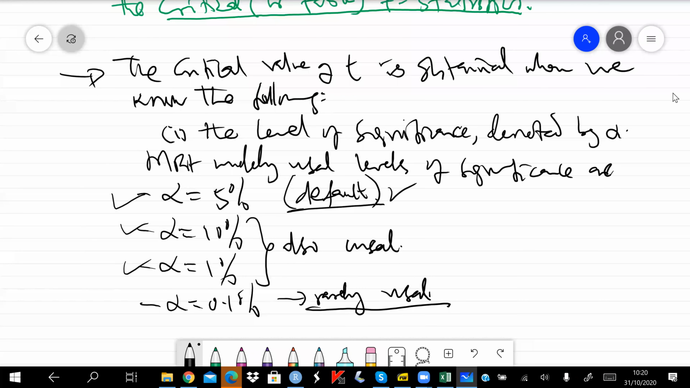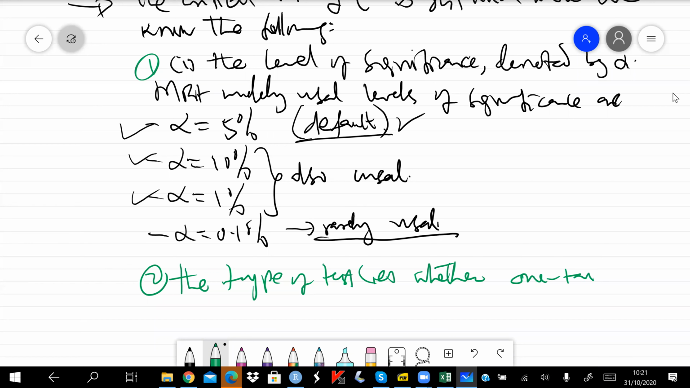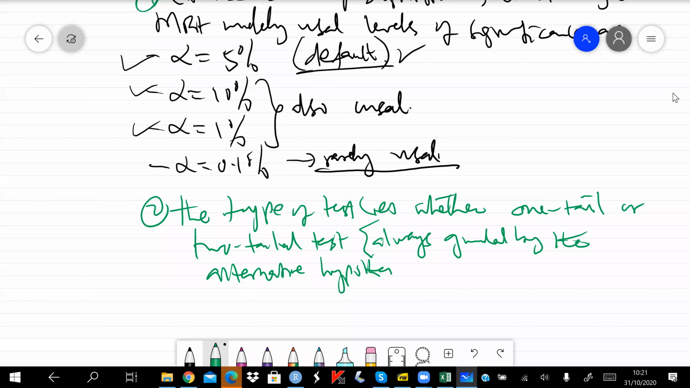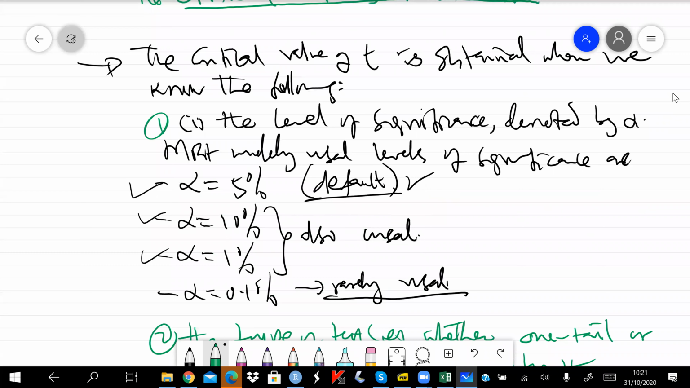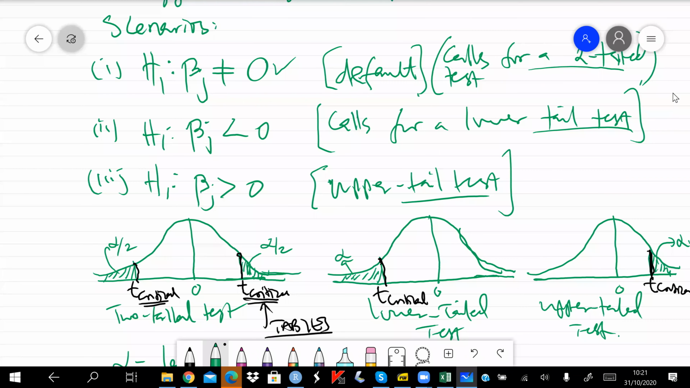We're saying that we need to know 3 things. That's number 1. We also need to know, number 2, the type of test, that is whether you are performing a one-tail test or a two-tail test. This is always guided by the alternative hypothesis. Once you know the alternative hypothesis that you want to use, that will tell you what you need to do there, as we mentioned a little bit earlier. That's the second thing that you need to know before you get the critical values of t.